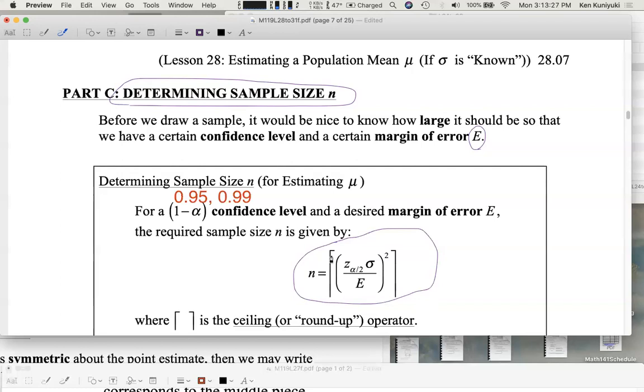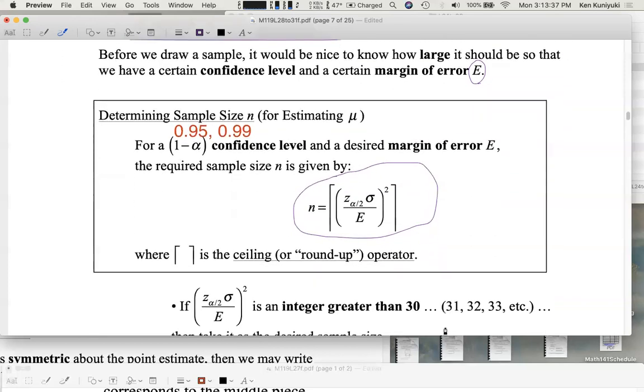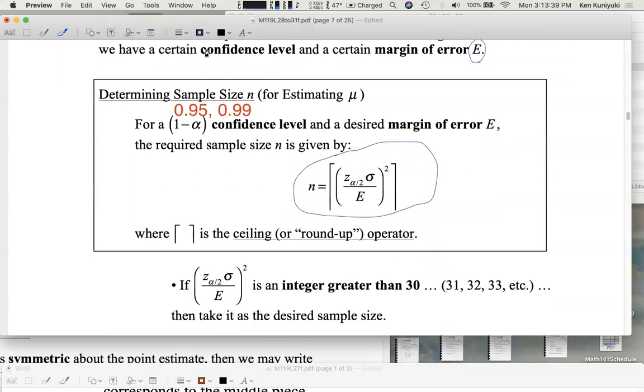Now, you might be wondering what this operator is, this pair of symbols over here. That's the ceiling or round up operator. So for example, let's say that this argument in here, the stuff in the middle, is 899 on the dot. 899 exactly. Well, if that's the case, there's no rounding to do. You just grab the 899 as your sample size.